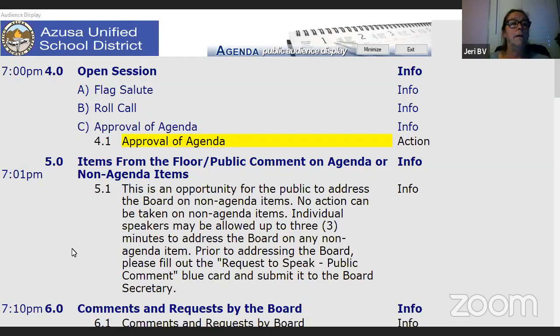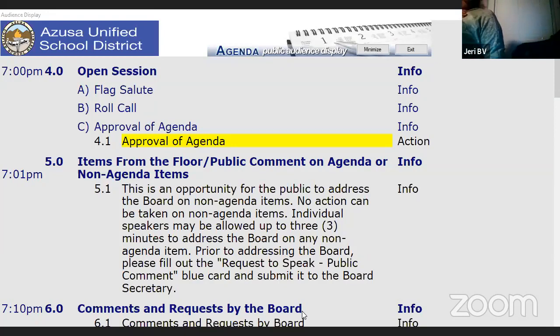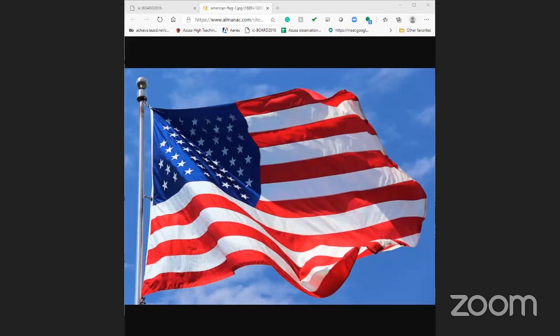It's 7:01, 7 o'clock, and I'm opening open session of the Azusa Unified School District Board of Education. We'll start with a flag salute. I pledge allegiance to the United States of America and to the Republic for which it stands, one nation under God, indivisible, with liberty and justice for all. Oh, look at the flag. Thank you, Mark. Nice one.